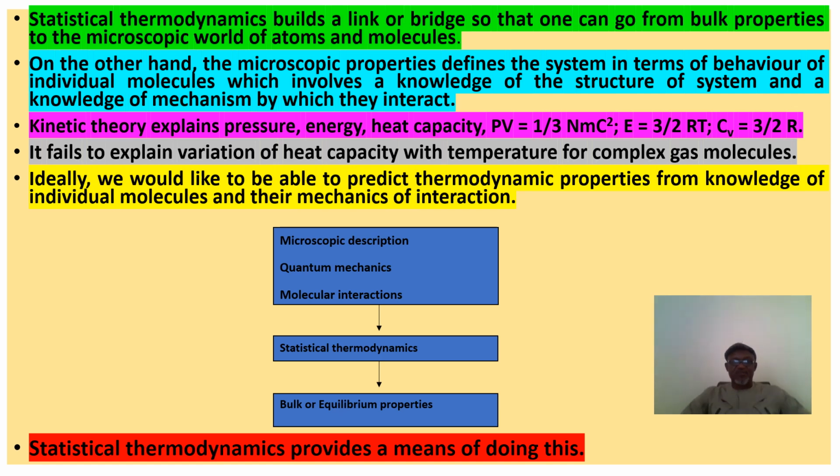Now, kinetic theory explains pressure, heat capacity, energy, and so on, if you remember all these. But it fails to explain the variation of heat capacity with temperature for complex gas molecules. Therefore, ideally, we would like to be able to predict thermodynamic properties from knowledge of individual molecules and the mechanisms of interaction. And this is what statistical mechanics does. Look at our link here: microscopic, quantum mechanics, molecular interactions. Through statistical thermodynamics, we can now get the bulk or equilibrium properties.